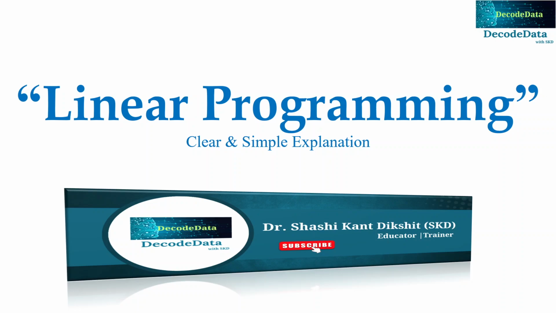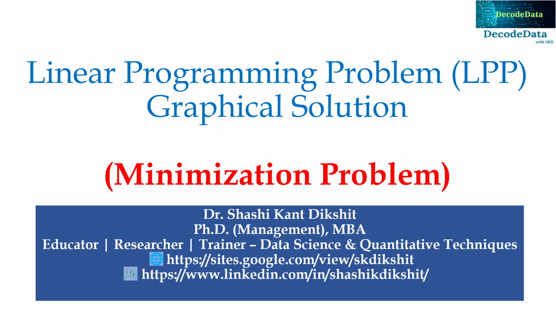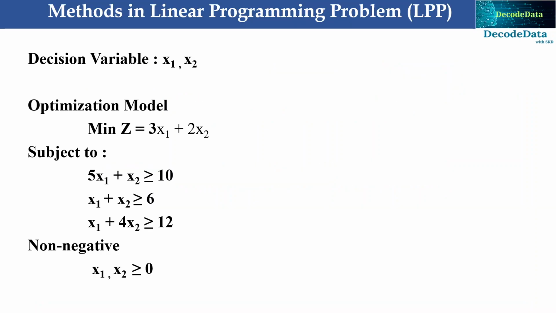So let's start and try to understand how to solve the minimization problem in linear programming with the help of graphical method. Fine. As usual, when we go for linear programming, we have to formulate the model first. So this is what you can see, a model. We have two different variables, objective function with minimization, and we have three constraints plus two non-negative constraints, right?